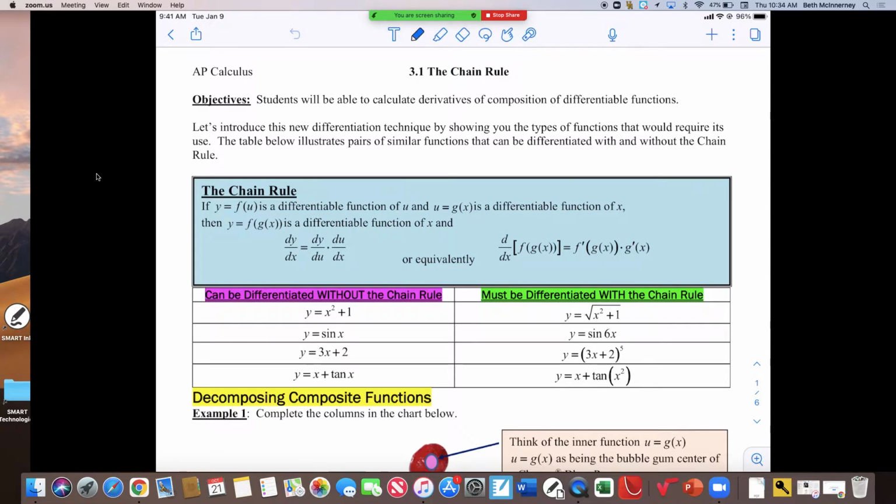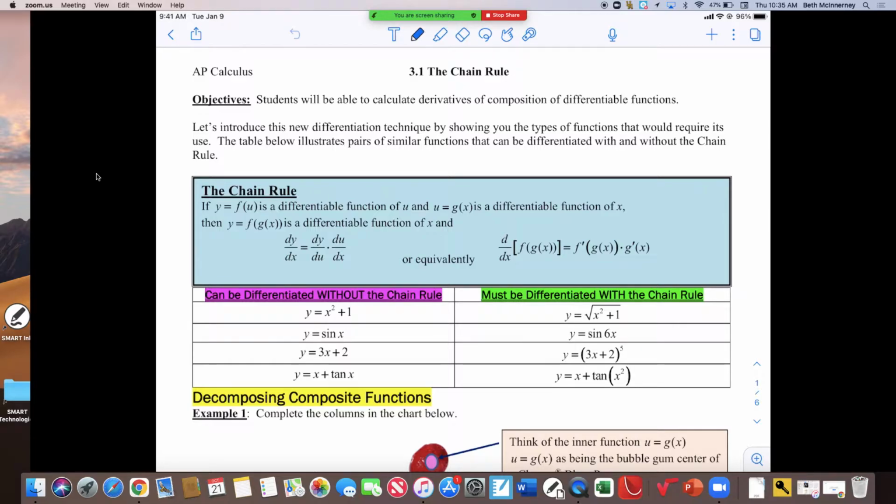What is different about the green column versus that purple one? What do you notice is different? There's like something going on with the X, like extra. Awesome. Okay, there's something extra going on with the X.